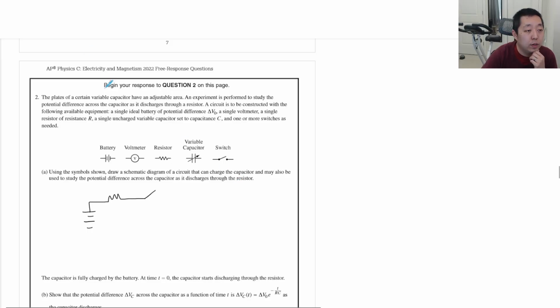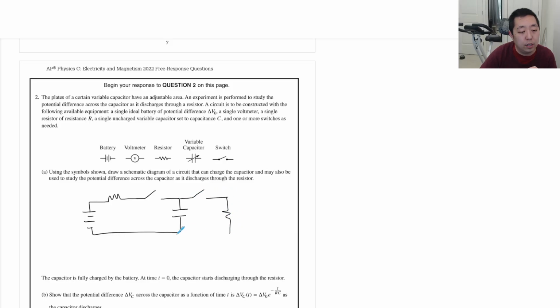And then we might want to, let's see. How do I want to make this? I want to make it so I can close the switch and charge the capacitor. But then, at the same time, I might want to discharge it through another resistor like this. Oh, I have a single resistor. Oh, shoot.